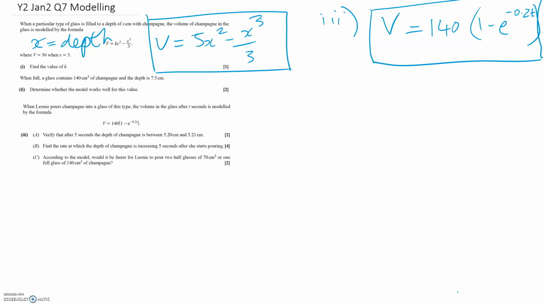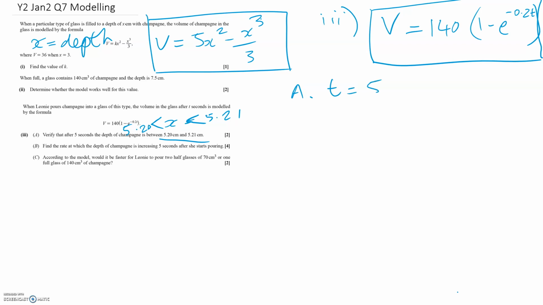In part A, it's saying after 5 seconds verify that the depth of champagne is between these two values. In other words, x must be somewhere between 5.21 and 5.20. So we definitely know t is 5.